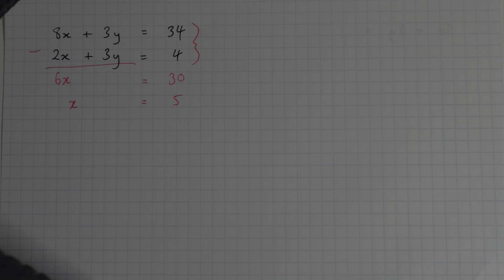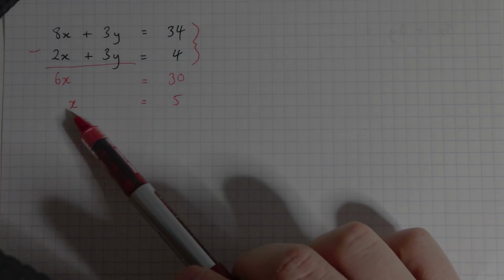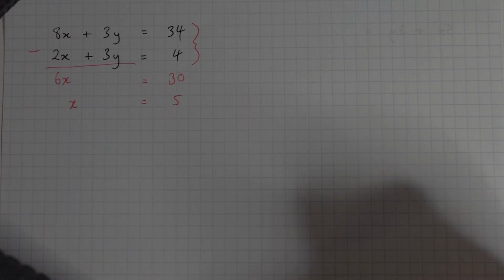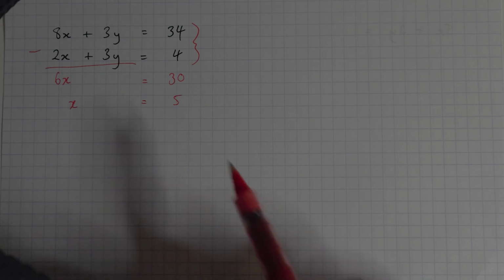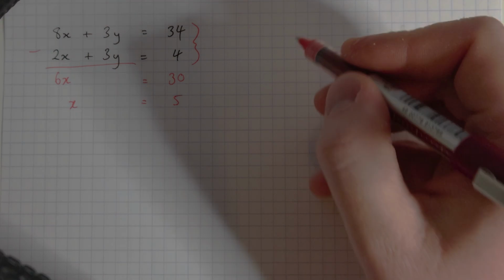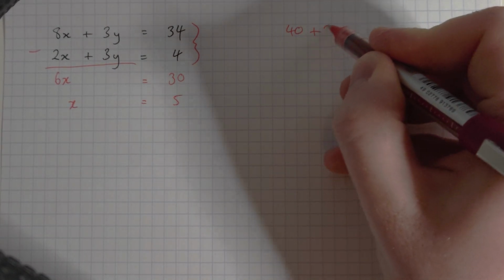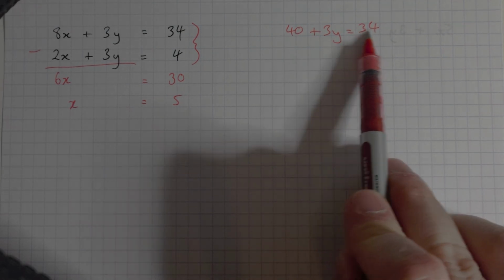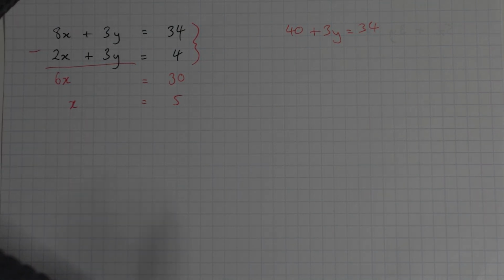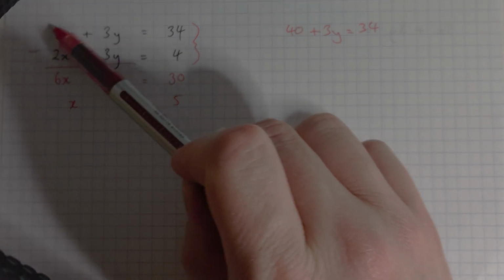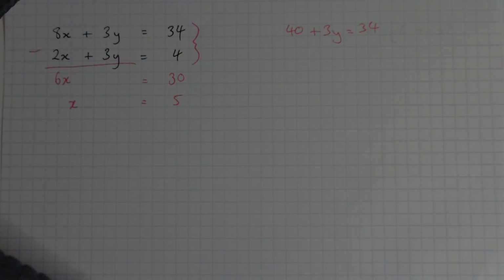If I know that x is 5, I can put this value of x being 5 into either of these equations. It's up to you. Maybe I'll put it in the top one, but it really doesn't make that much difference. So if 1x is worth 5, 8x will be 40. So this top equation, 8x plus 3y equals 34. Just written the top one again, but I've substituted that because I know x is 5, I've been able to say that 8x is worth 40.